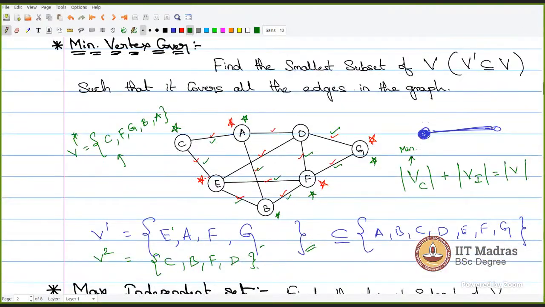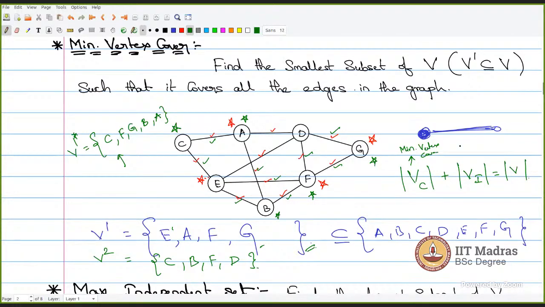Okay. So remember, you can try to interpret this. This is very easy to interpret. Once you find the minimum vertex cover of any graph, the left out vertices will actually give you the maximum independent set. Okay, this is the minimum vertex cover.